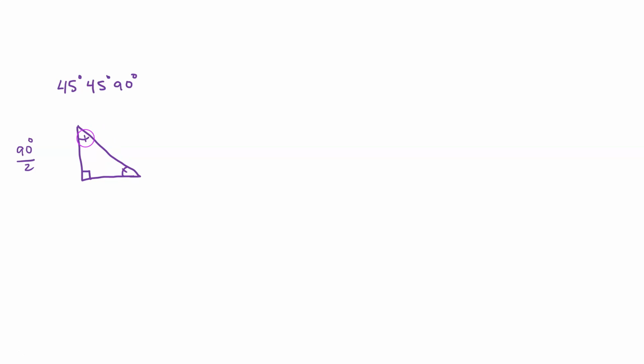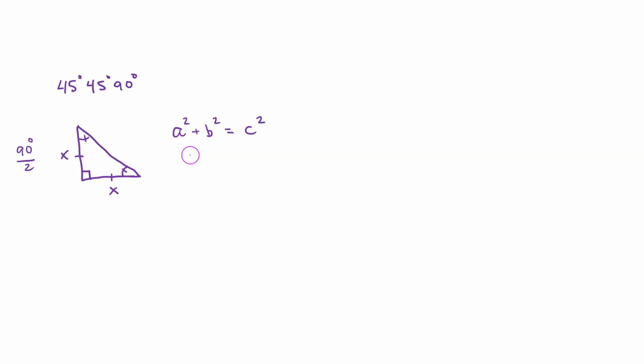Now, what's special about this is if these two angles are the same, then these two sides are the same. So whatever this side is, let's just say it's x, well, this side is x as well. If this is 17, that's 17. If this is 3.26, that's 3.26. So let's take a look at the Pythagorean theorem and see what this means for the hypotenuse.